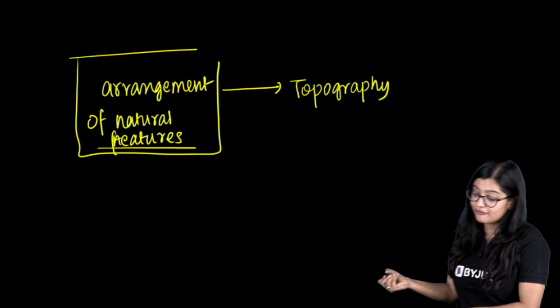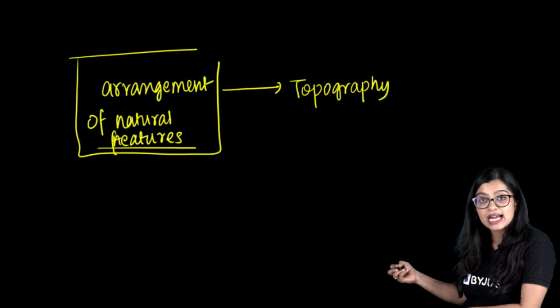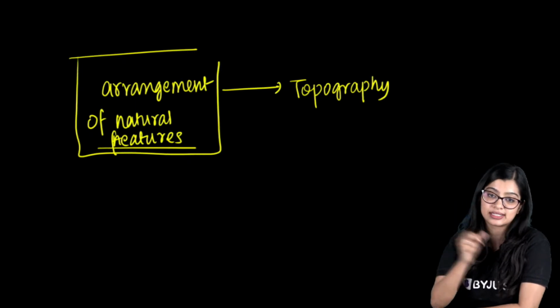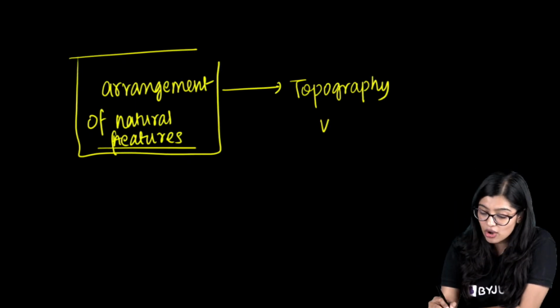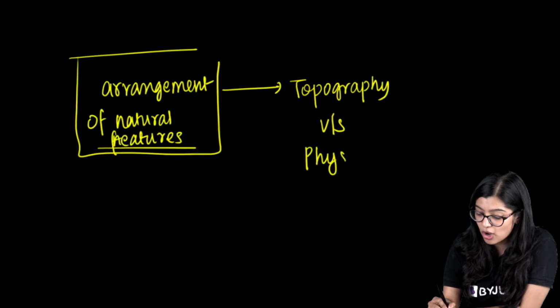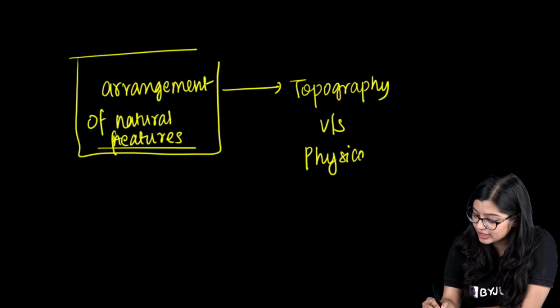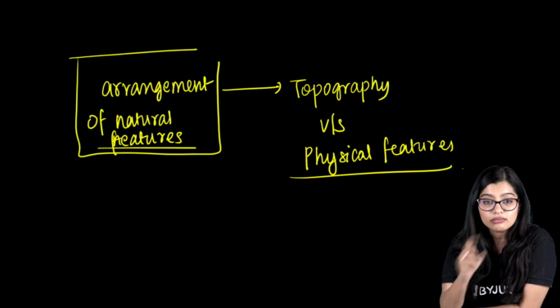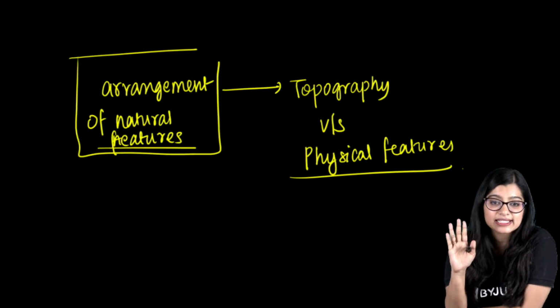While what are physical features? Physical features are the natural features that we get, right? So are we all clear with the difference between what is topography and what are physical features? Yes? Are we clear? Easy peasy, right?